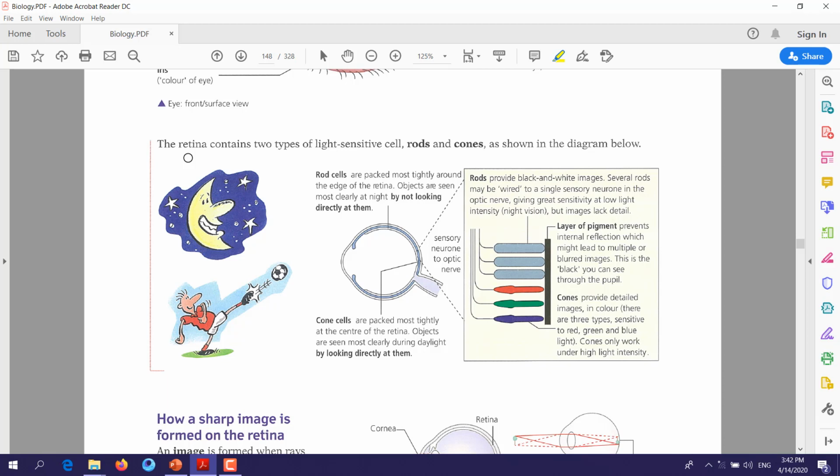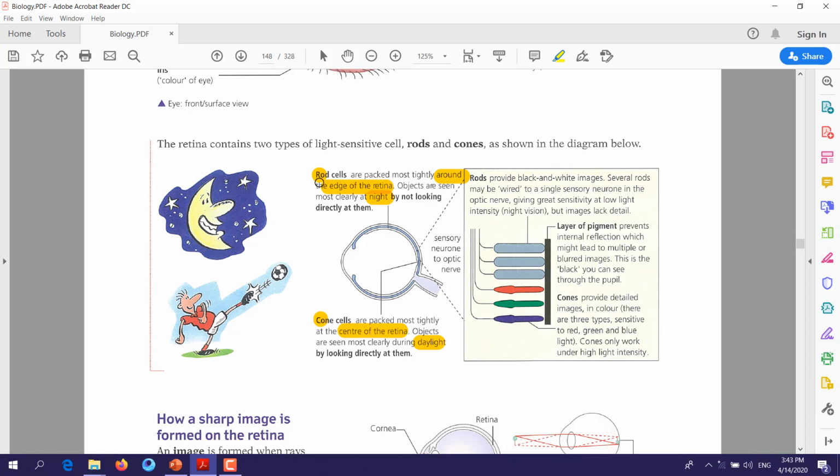What is the function of each one, or how do they differ from each other? If we take a look, here is the structure of the eye, and here is the retina. As you can see, the retina consists of rod cells and cone cells. Now, the difference between them. Rod cells are packed most tightly around the edge of the retina. Objects are seen most clearly at night. Focus on this phrase, at night. Cone cells are packed most tightly at the center of the retina. Objects are seen most clearly during daylight.